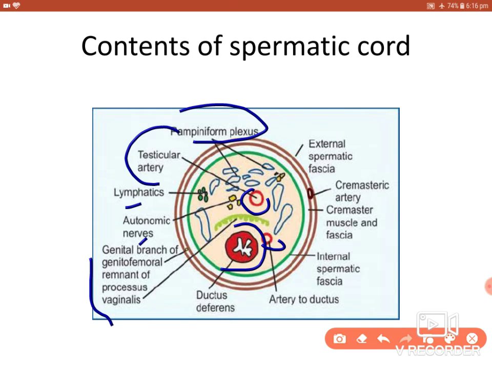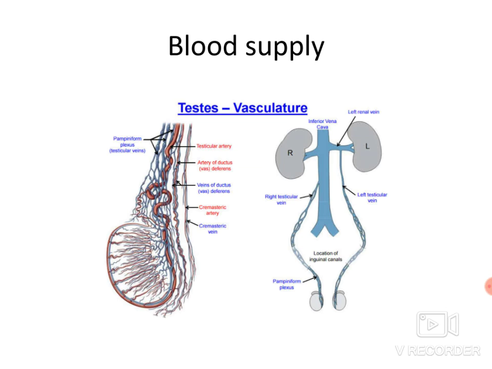Okay, these form the contents of the spermatic cord with these coverings: the internal spermatic fascia, cremaster muscle and fascia, and the external spermatic fascia. The main content is the ductus deferens with its artery, then the cremaster artery, testicular artery, pampiniform plexus of veins, lymphatics, and nerves. That's about the spermatic cord.